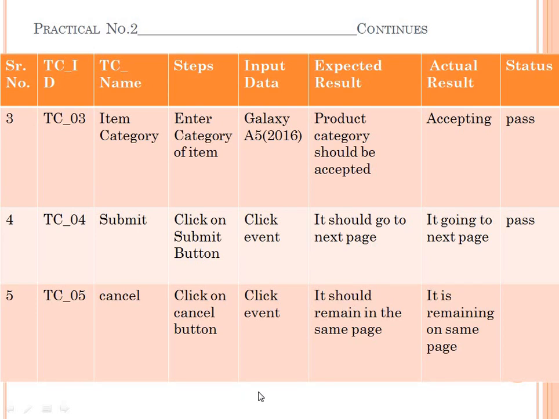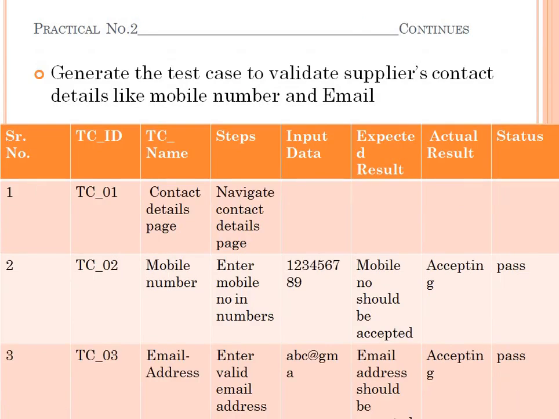Then the input data: if we require Samsung's other version, that is Galaxy A6, here you can add it. Then the expected result is that the product category should be accepted. If the actual result is accepting, then the status is pass. If it is not accepting, then the status is fail.